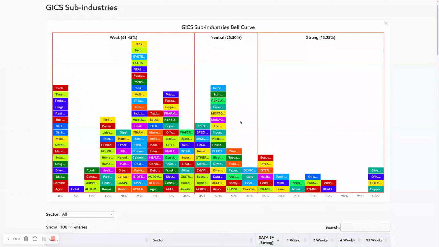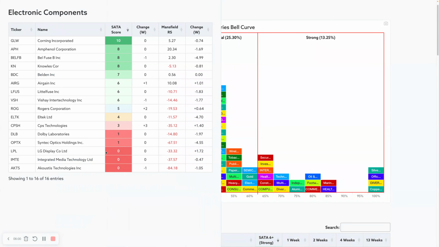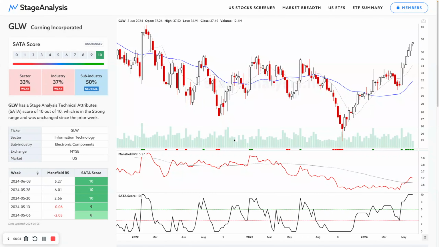So as I said, just to use this, you can either hover over these, get the names of the groups. You can see whether they're in the weak, neutral and strong zone. Click on the individual groups and it pops up the individual stocks. You can go through to the stocks and you can see the chart of the stocks. You can also get through into those that way as well.